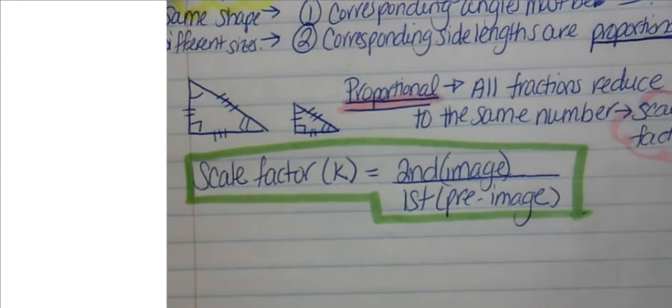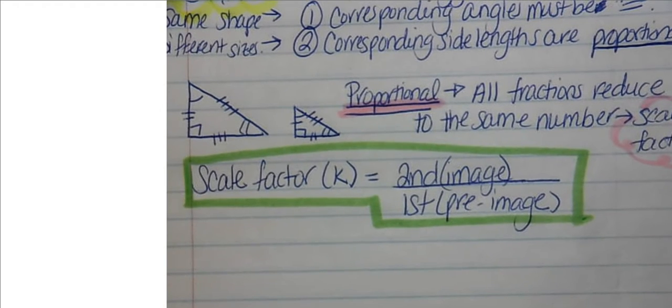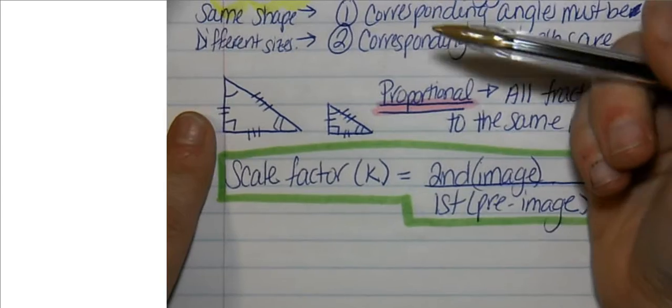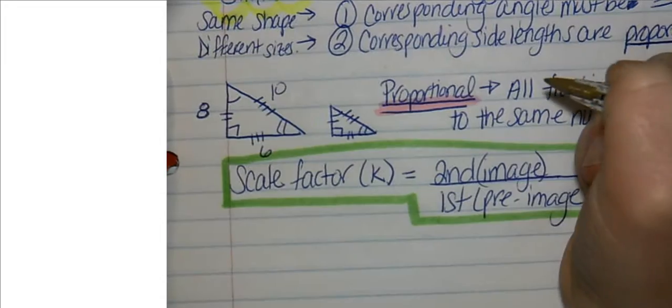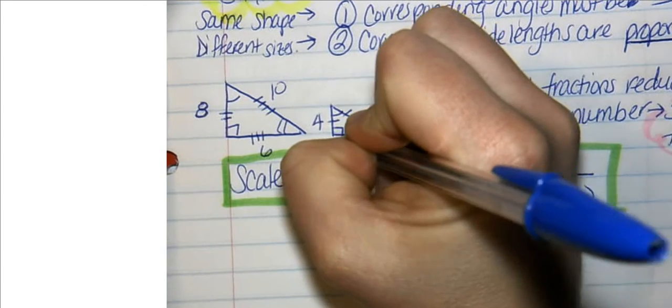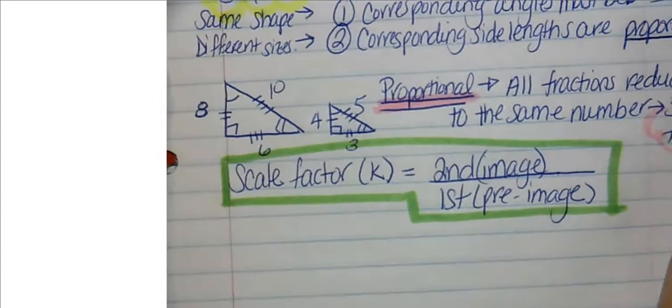And we are going to be using it again. So if we were to match up all of the sides and give something like this, we'll make this 8, this is 6, and this is 10. And this length right here is 4, this length right here is 3, and this length is 5. All of your side lengths would be proportional.